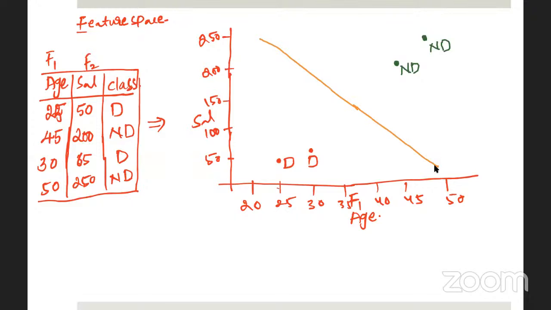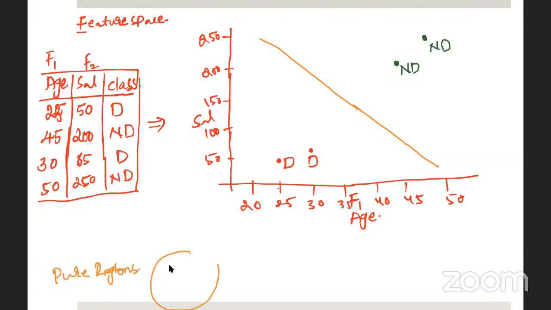So how should we divide this feature space? We should divide this feature space such that the pure regions are created. Okay. Again, the new term called pure regions. What do you mean by pure regions?